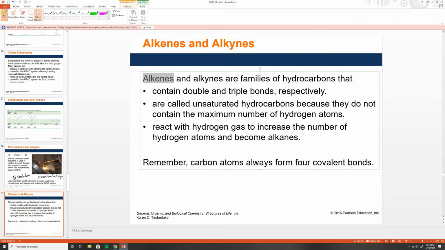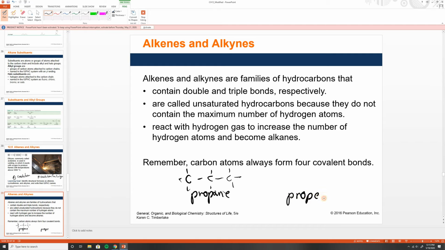So, example, let's do propane, right? We know what propane looks like. It's a very simple hydrocarbon. You have C, C, C. These dashes are just the hydrogens. I don't feel like drawing all the hydrogens. That's propane. Now, the alkene version is called propene, right? So that makes sense. The alkane, A-N-E, the alkene, E-N-E, propene. And all that means is you have a double bond somewhere.